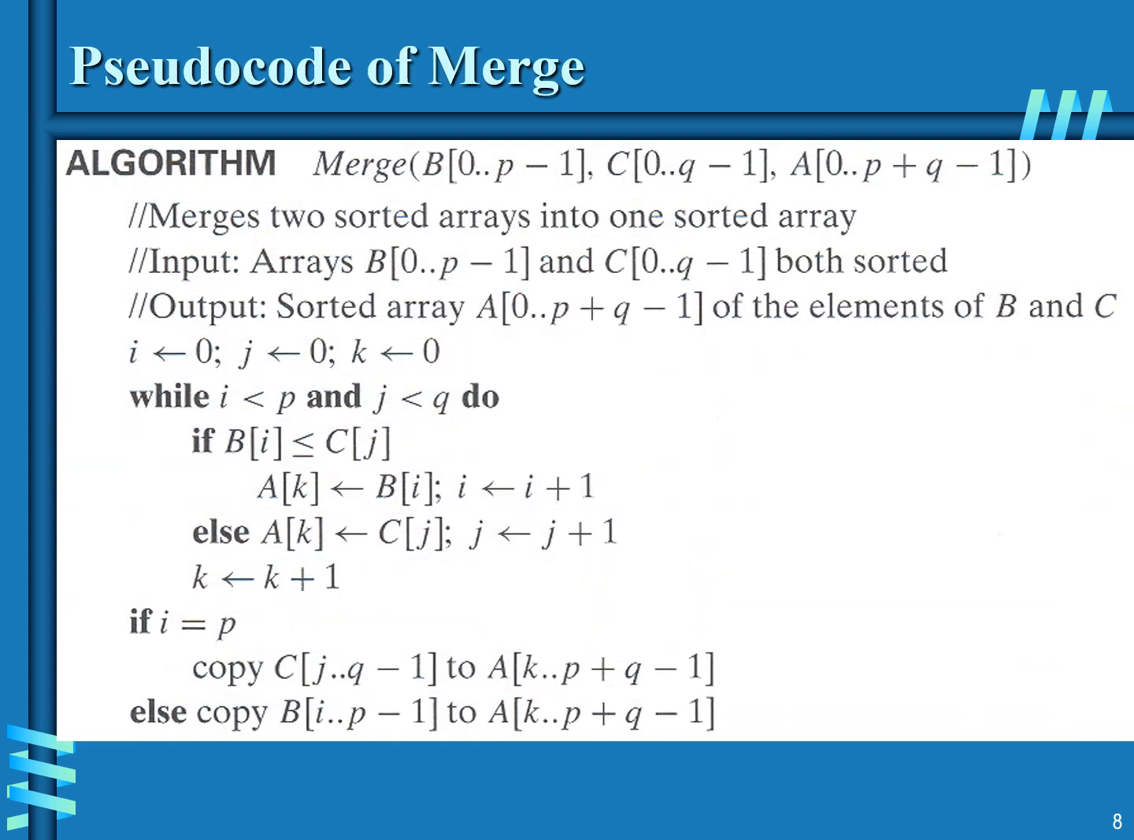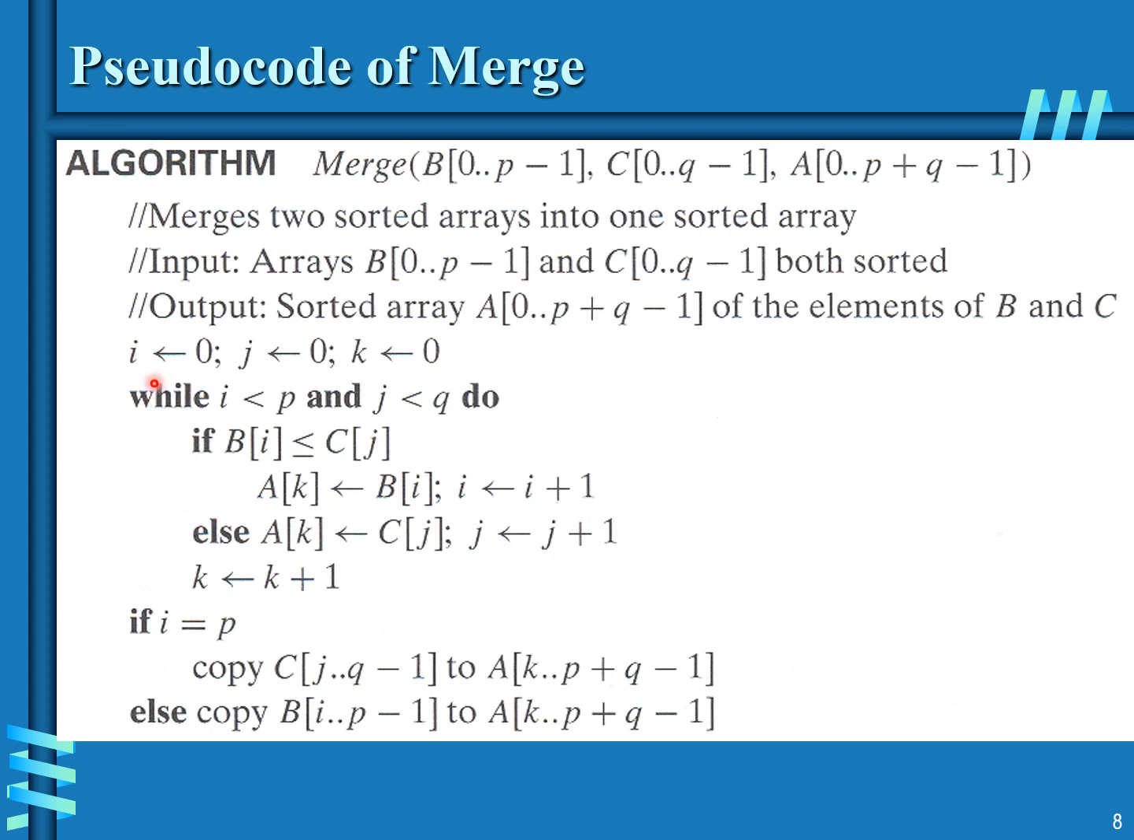So this is the pseudocode of the merge. B is one sorted array, C is another sorted array. You have to move all these elements from B and C, combining them into the resultant array A. The number of elements in array B is P, and the number of elements in array C is Q. Obviously the number of elements in the input array is P plus Q, which is going to be in sorted order after applying this merge.